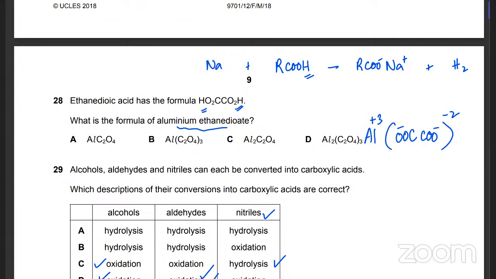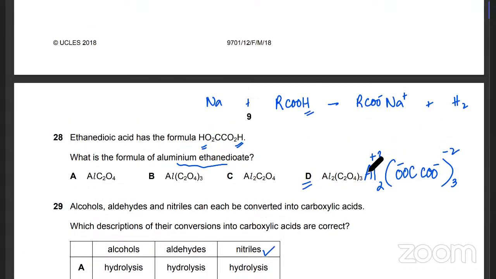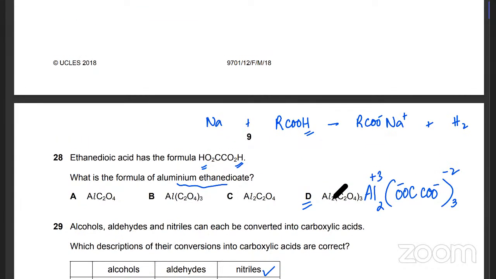It's going to be Al2 and this would be 3, right? If you do crisscross, that would give you D, right? Okay, is that clear? -2 charge on the entire thing and +3 charge on this thing. So the answer would be D.